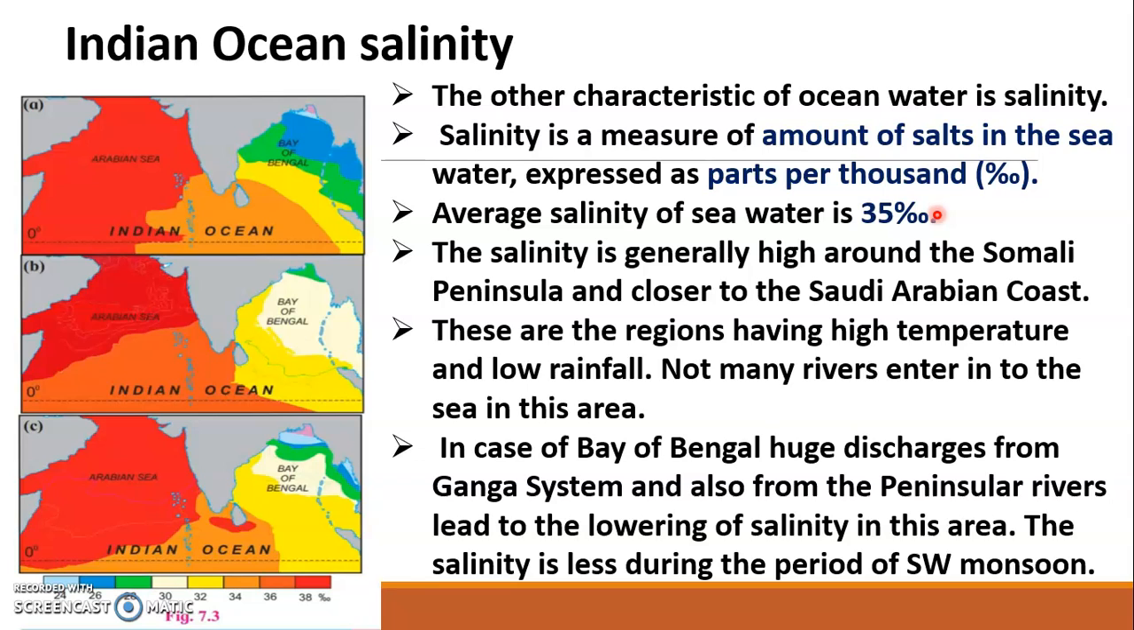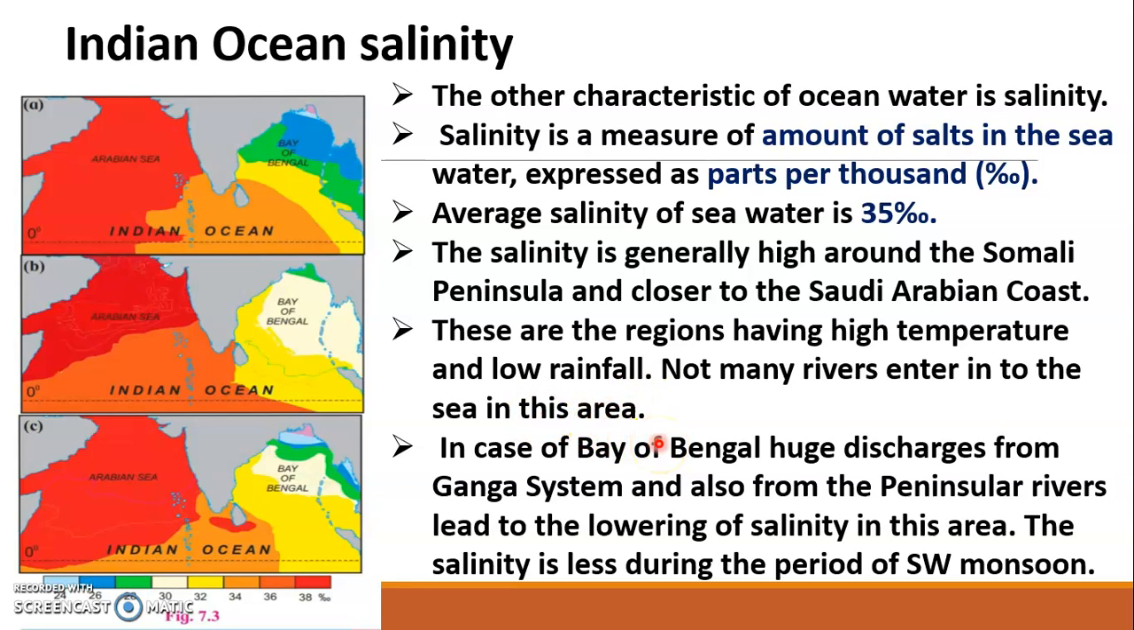The average salinity which you observe in sea water is 35 parts per thousand. The salinity is generally high around the Somali Peninsula and closer to the Saudi Arabian coast. So where is the salinity high? It is basically high around the Somali Peninsula. These are the regions having high temperature and low rainfall. Not many rivers enter into the sea in this area.